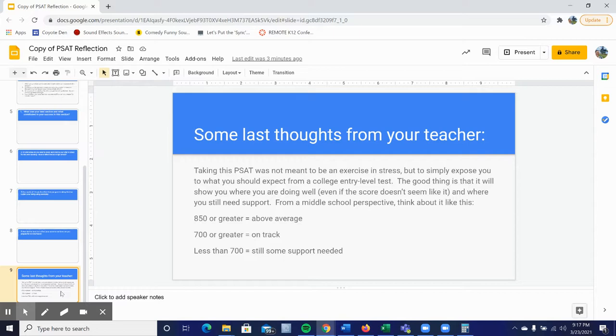From a middle school perspective, think about it like this. If you scored 850 or above, that means you are above average and you are well on your way to doing awesome when you take this your sophomore year. If you scored a 700 or greater, so between 700 and that 850, you are right on track where you should be as a middle school student. If you scored less than 700, it means you still need support in some areas, and this is a great way to determine which subject and which area you might need some support on.